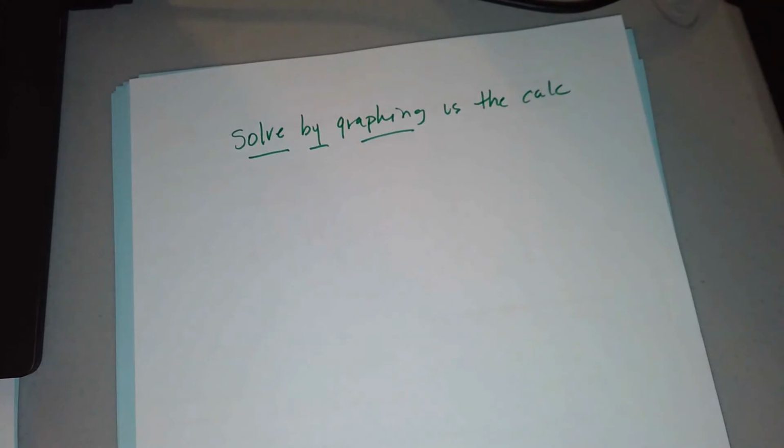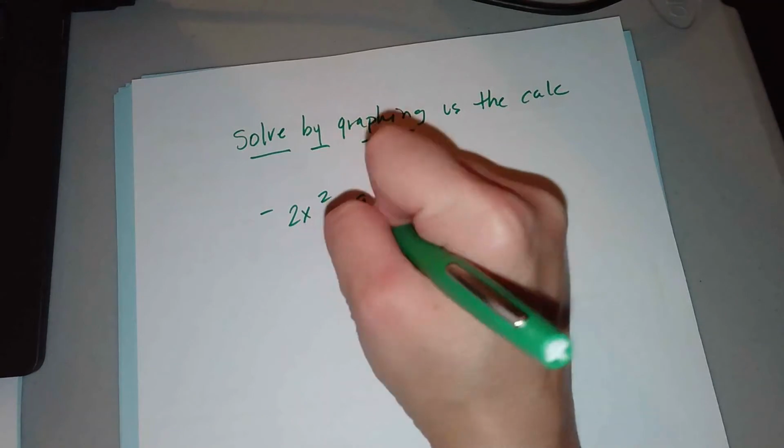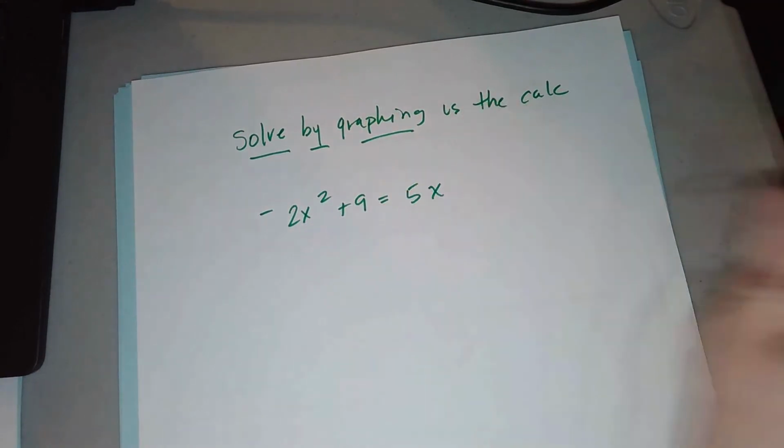So I'm going to show you how to solve a quadratic equation by using your graphing calculator. So I'm going to pick an equation that doesn't have really nice solutions. In other words, they're not integers. They're not going to be like x equals 4 and x equals negative 2.